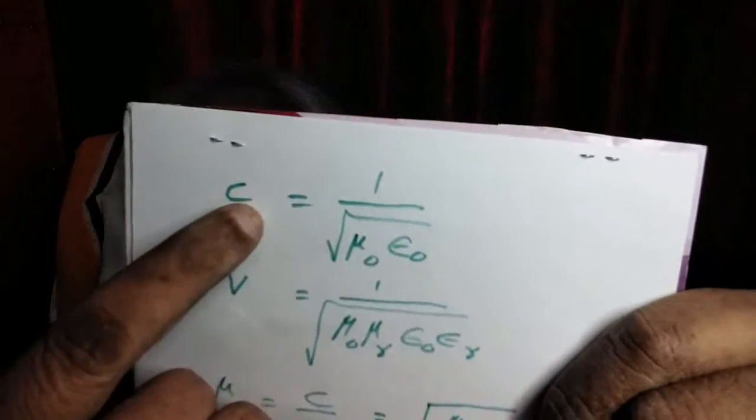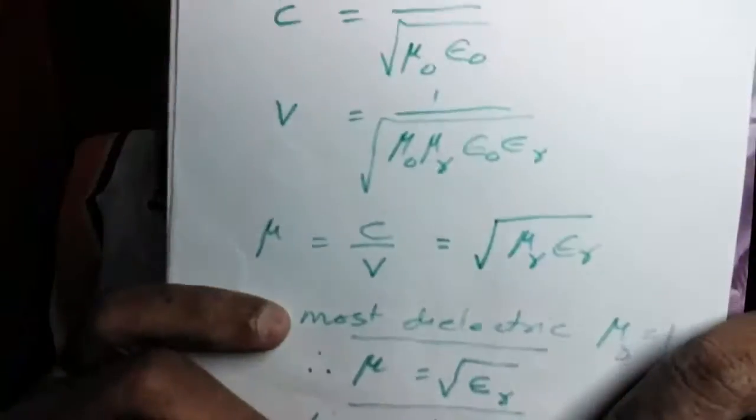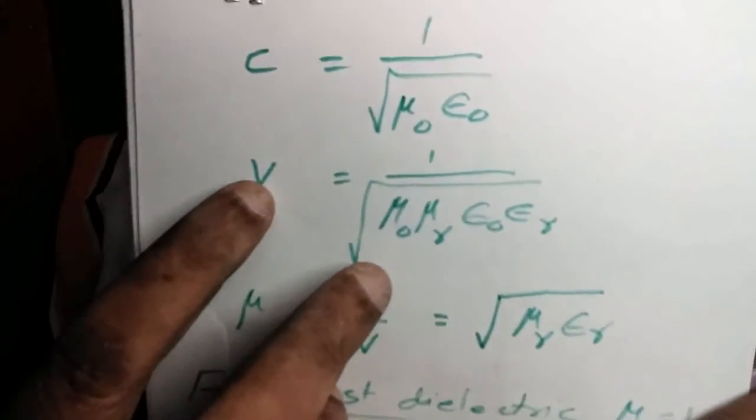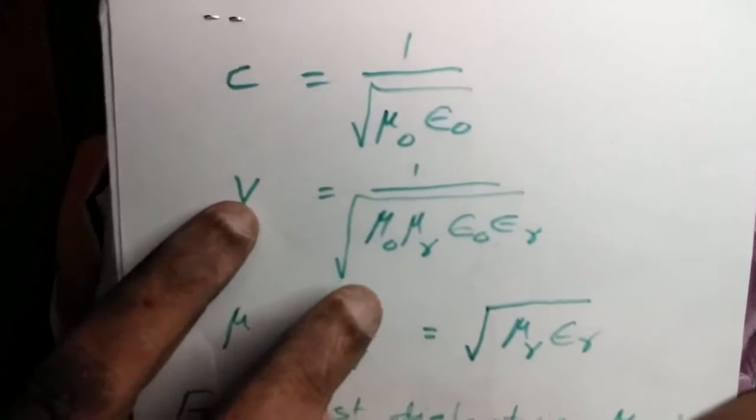Another point. How can you relate refractive index of a material with its dielectric constant? Now we have seen that c, velocity of light in free space, equals 1 by root of mu 0 epsilon 0, because mu 0 and epsilon 0 are connected with free space. Now, velocity of light in any other dielectric material such as glass, you should modify this formula as V, velocity in a dielectric material such as glass.